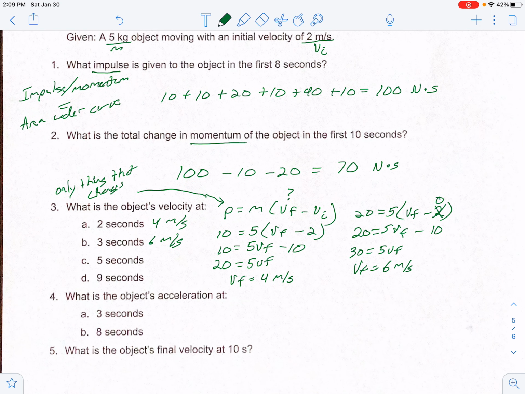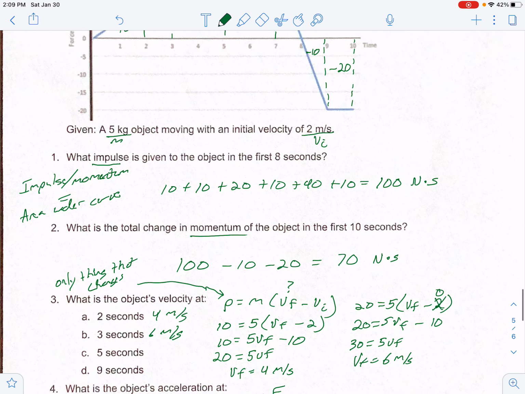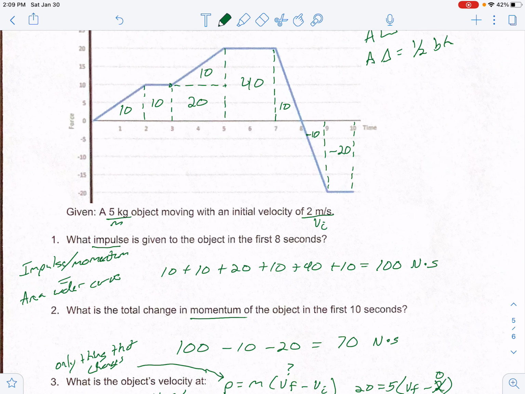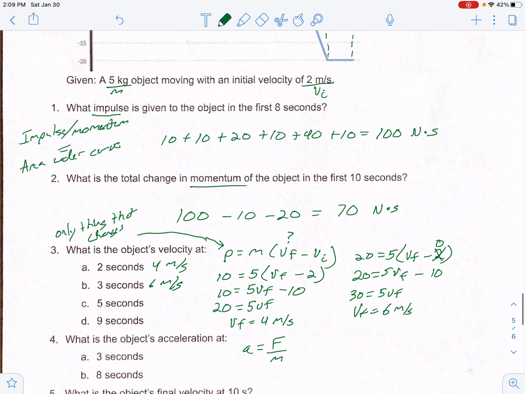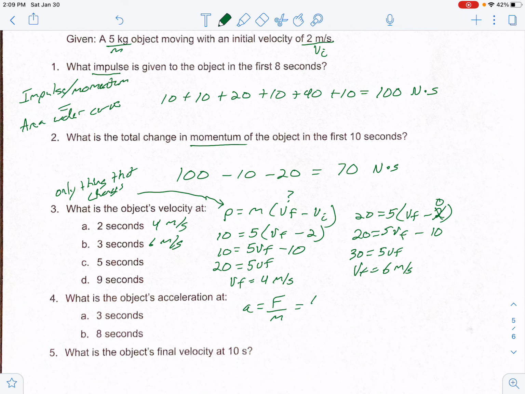Acceleration's even easier. All we have is this equation right here: A equals F divided by M. So at 3 seconds, all you have to do is find the force at 3 seconds. So at 3 seconds, I'm right here. If you look over here to the left, my force is 10. My mass, they already told me, is 5. So 10 divided by 5 gives me 2 meters per second squared. That's my units for acceleration. So my answer would be 2 meters per second squared.